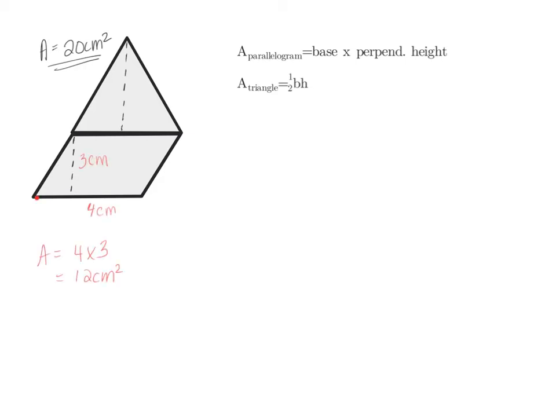So I've chosen a base of 4 centimeters and a perpendicular height of 3 centimeters, and that gives me 12 centimeters squared. And that tells me that the area of the triangle must be 8 centimeters squared, since both of those areas have to add up to 20. So I'm using the area of a triangle formula. So we have the area is 8 equals 1/2 times the base is 4, because these two lengths are the same. So the base is 4 times some height.